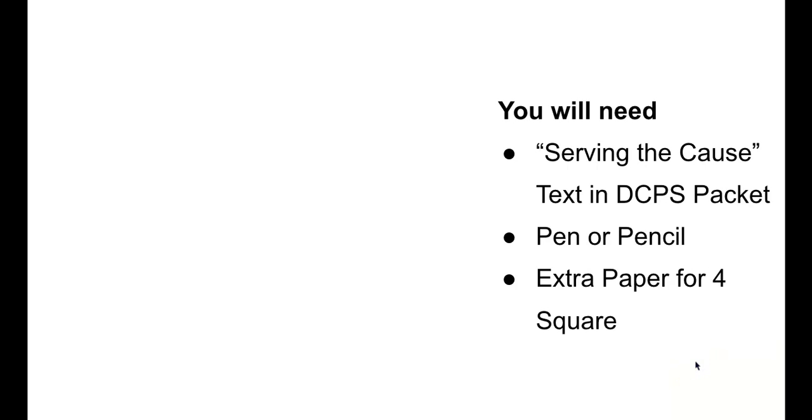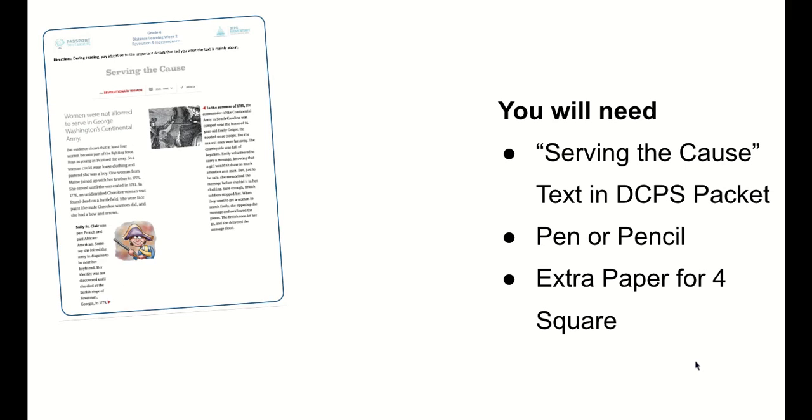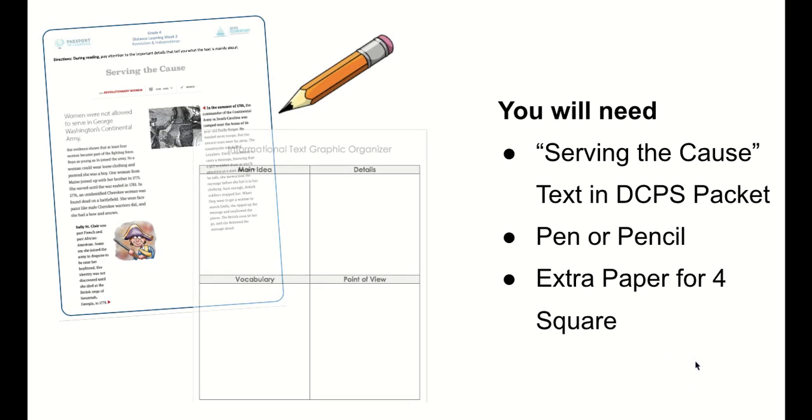To get you prepared for the lesson, you will need the following items. You will need the Serving the Cause text in the DCPS packet. You will also need a pen or a pencil, and an extra paper for your four square model.